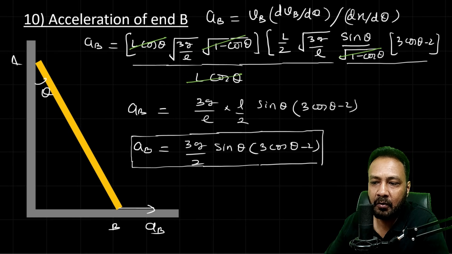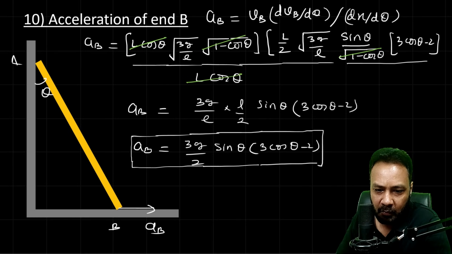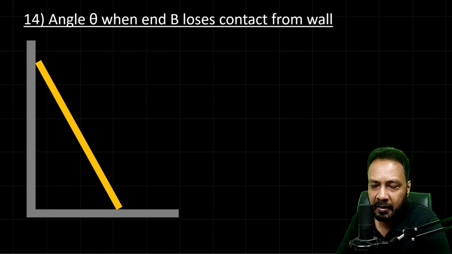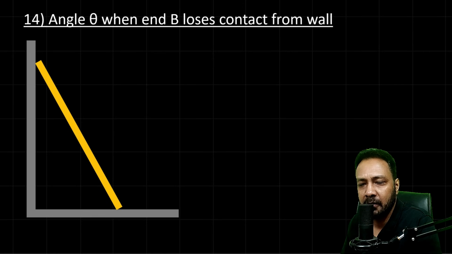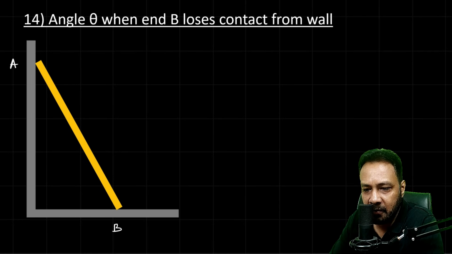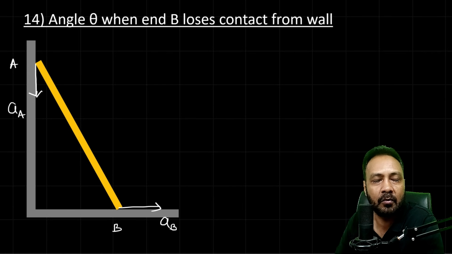And that itself is a very good question. At what angle will the rod lose contact from the wall? So the last part is the angle theta when the rod end B loses contact. So this is A, this is B, this end acceleration is AB, and suppose we solve the acceleration of A as, obviously it will move along this line only. So acceleration of A would be this.